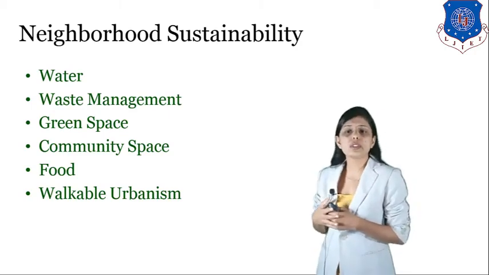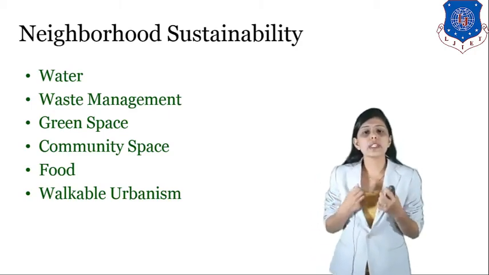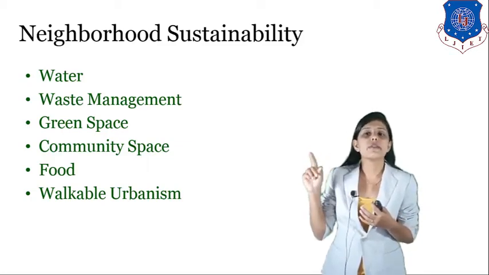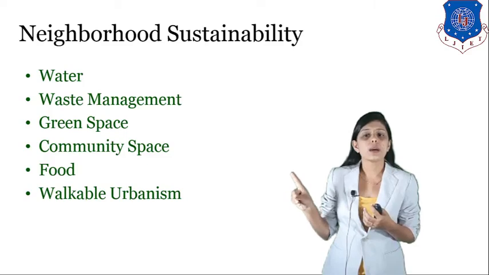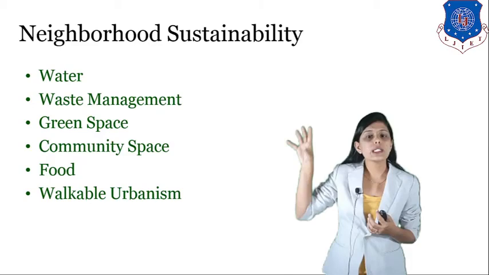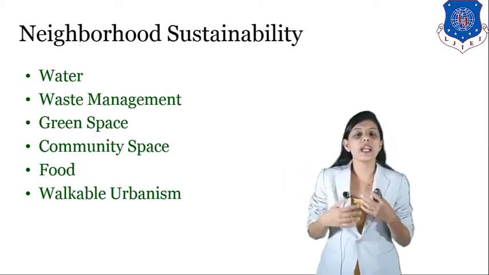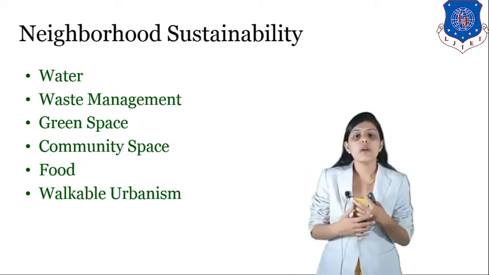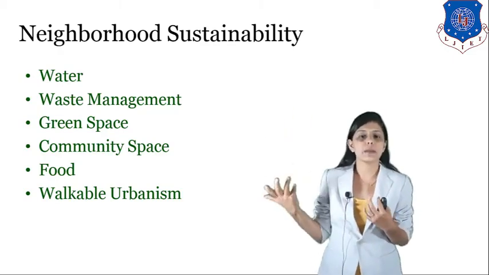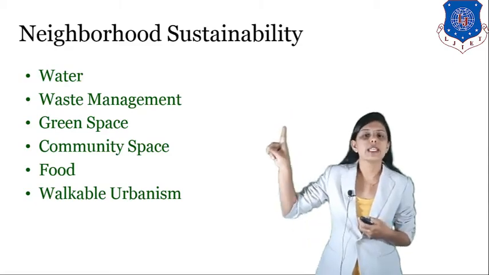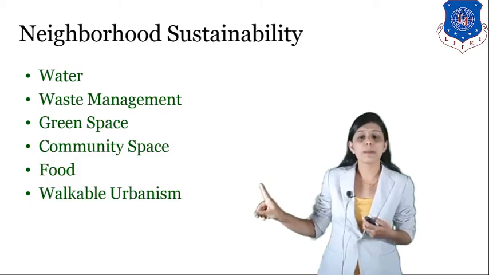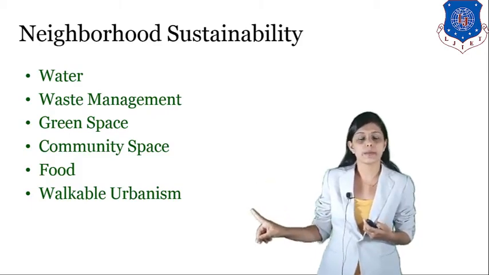Now, neighborhood sustainability. So how can we develop ourselves and make sure it is sustainable? By water, waste management, green space, community space, food and walkable urbanism. So these all things you have to keep in mind while you are developing a neighborhood, while you are developing your surroundings, for sustainable development. Water, waste management, green space, community space should be there, food should be properly applied and walkable urbanism.